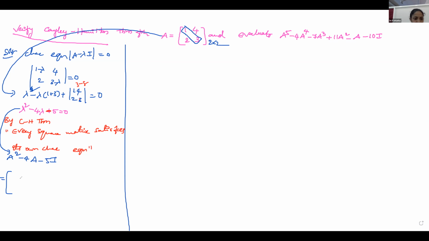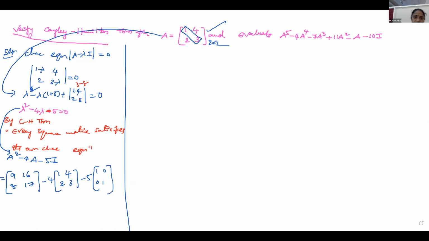Okay, so this is 9, 9, 16, 16, 8, 17, 8, 17. Okay, so minus 4 into the given matrix. What is our given matrix? 1, 4, 2, 3. Minus 5 into I. I means the identity matrix, 1, 0, 0, 1.